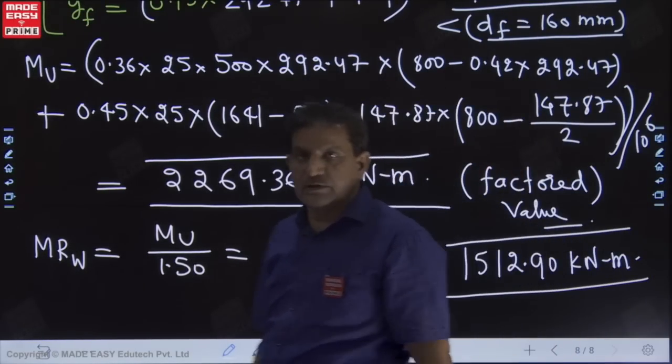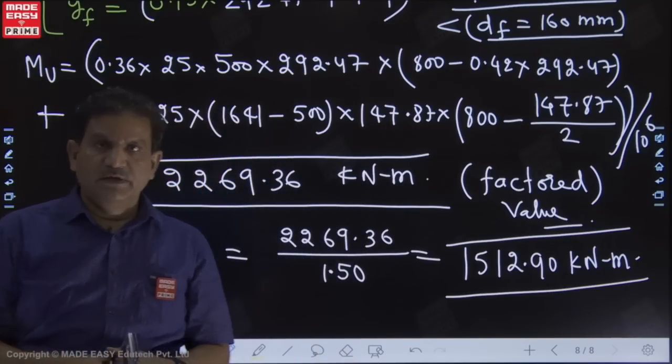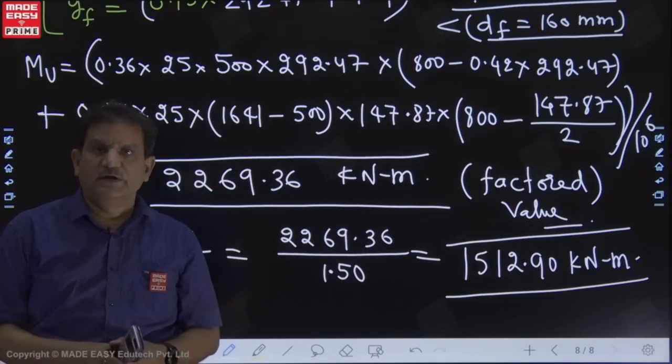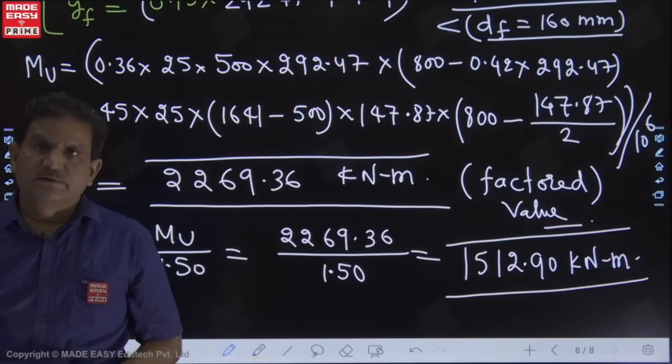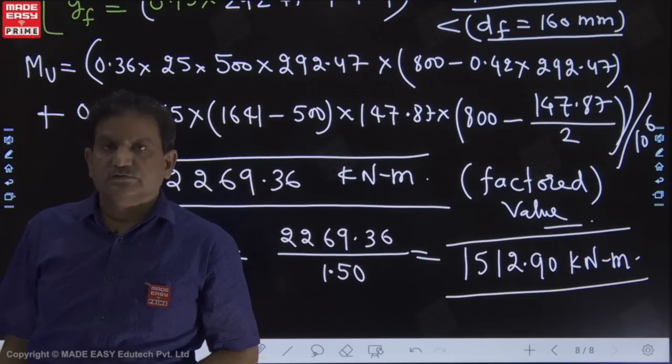This question is over. I hope you have understood the T-beam in detail, how we get the moment of resistance. We have solved all the three cases. Whatever case you get, you can solve your question according to that.